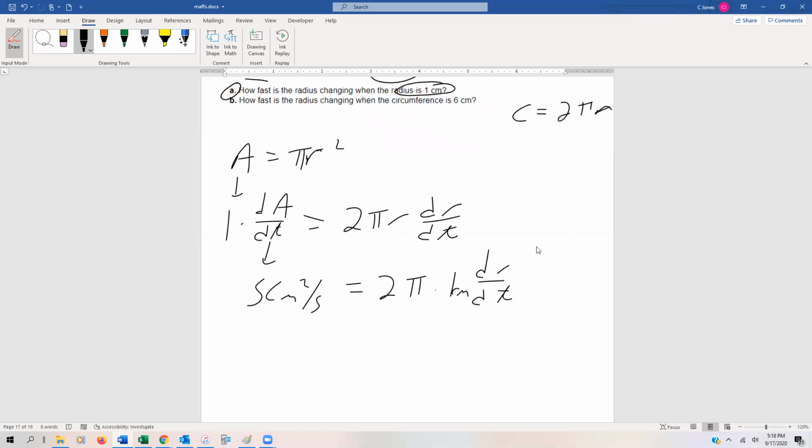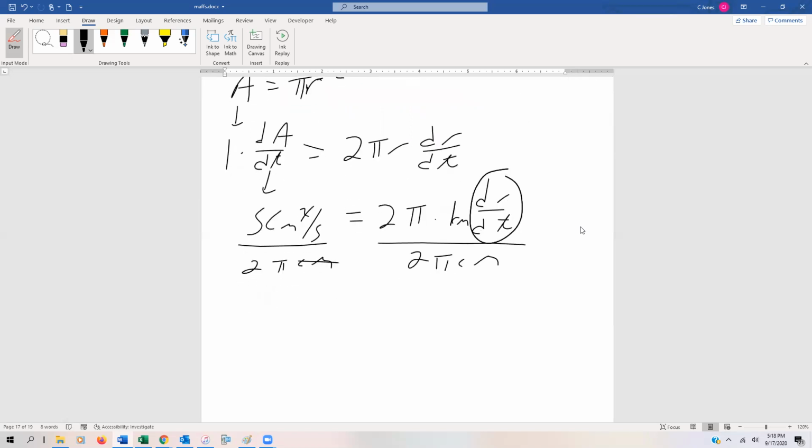Now what we're going to do is just divide everything by 2 pi centimeters because we're looking for dr/dt. We're looking for how fast the radius is changing. So we divide by 2 pi centimeters on both sides, and the centimeter and centimeter are going to cancel out. And so the answer for us is going to be 5 over 2 pi centimeters per second, which is equal to dr/dt.